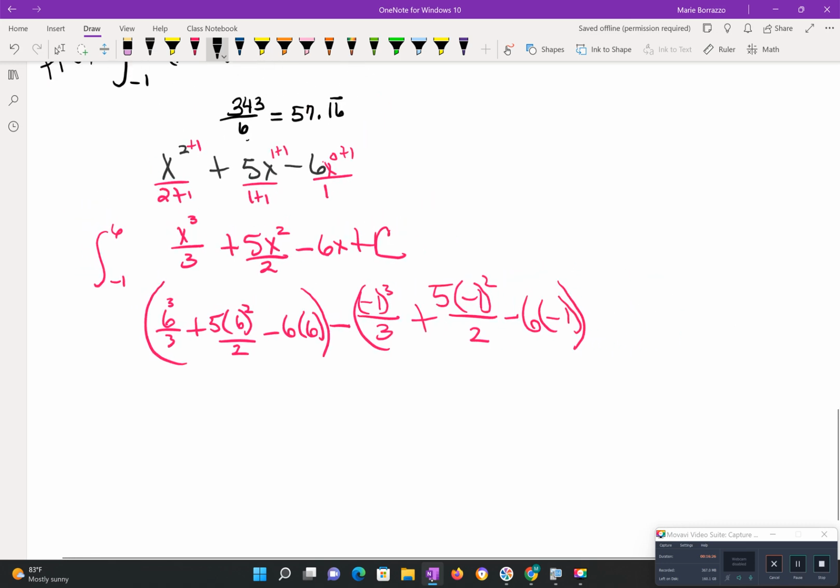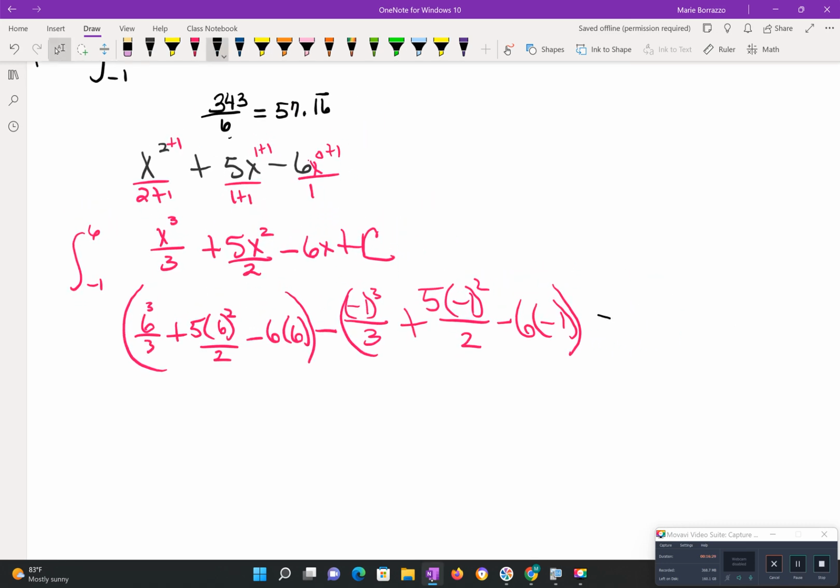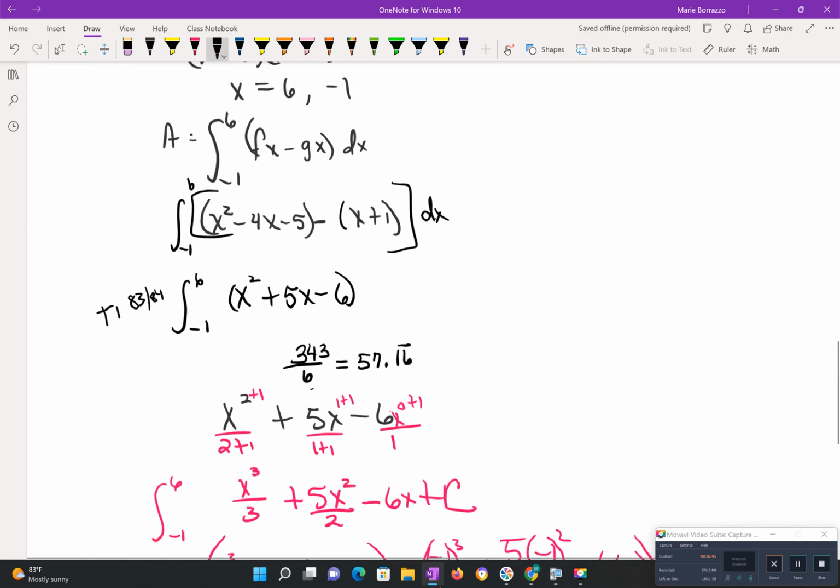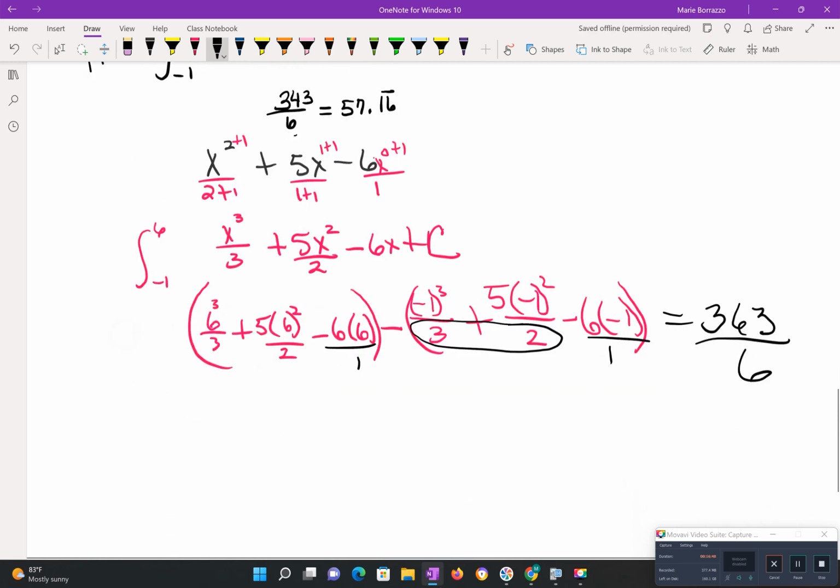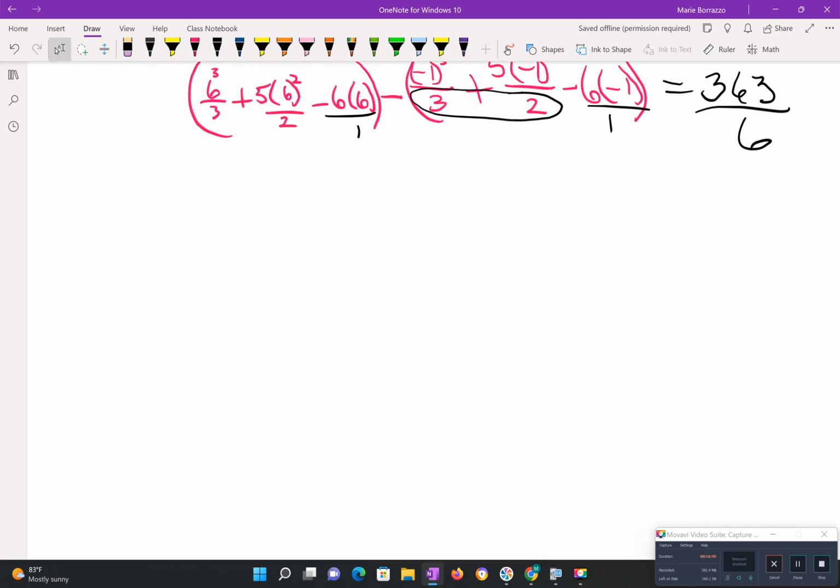So yes, you can continue working from here, and your answer finally should be 363 over 6. Remember, you need a common denominator, hence why the 6. Notice 3, 2, and technically 1. Alright, just helping you with that. Okay, so that's just basic. Let's look at number 67.